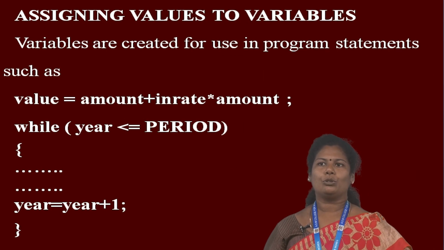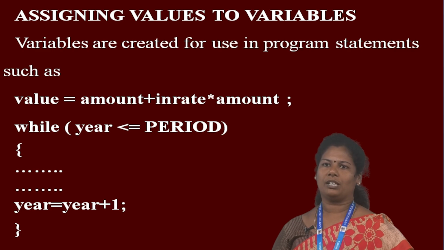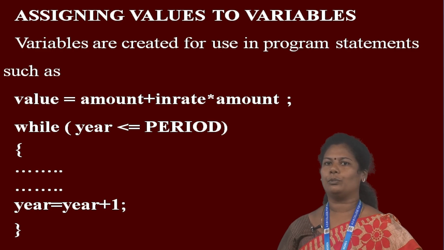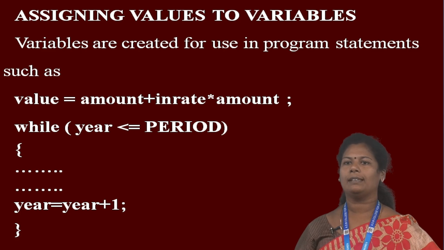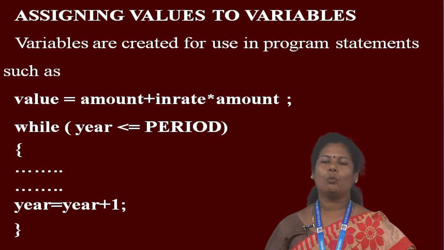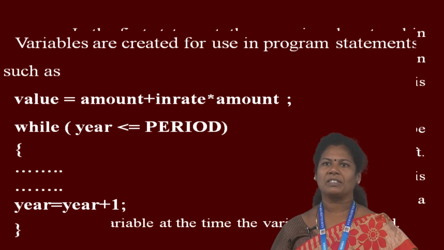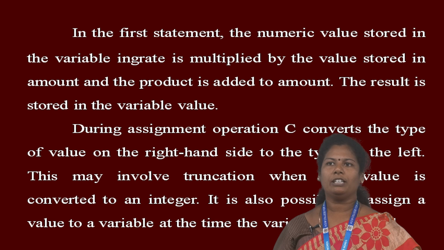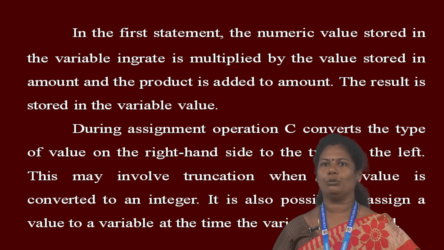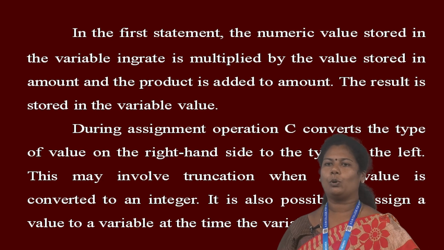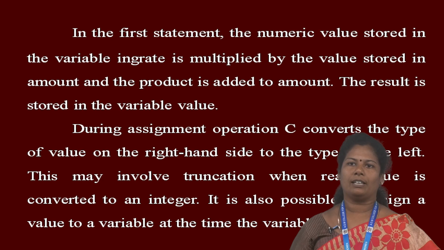How to assign values to the variables? Variables are created for use in program statements. For example, the program statement is value = amount + inrate * amount; while year <= period, year = year + 1. In the first statement, the numeric value stored in variable inrate is multiplied by the value stored in amount and the product is added to amount. The result is stored in the variable value.